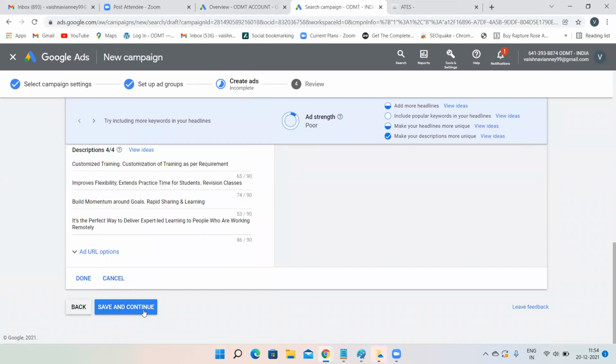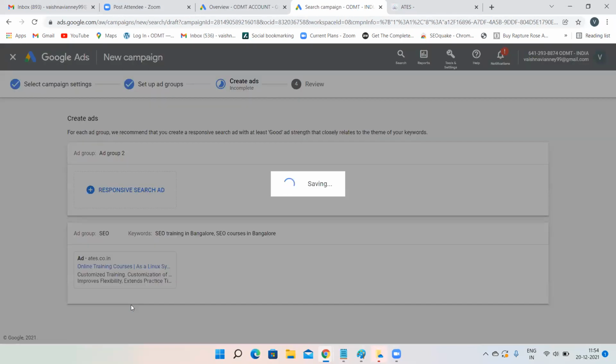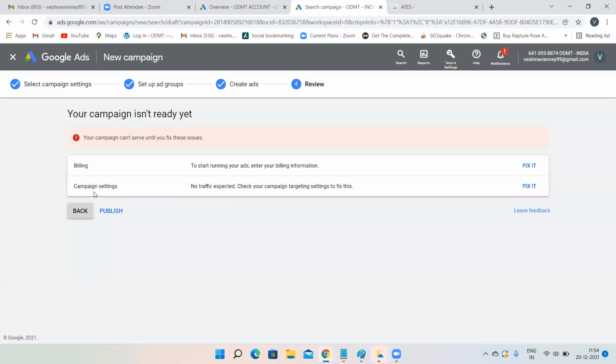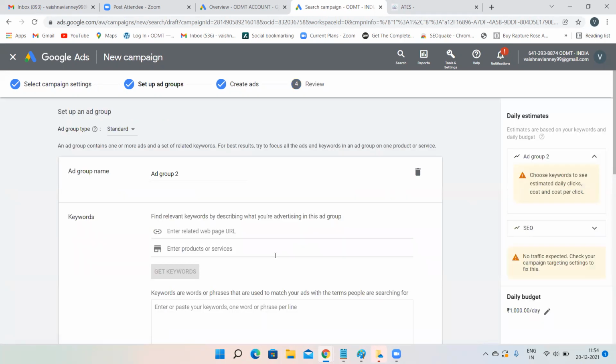Done. Save and continue. This is how you have to create a campaign. Your campaign can't serve until you fix the error issues. No traffic expected because you have not paid the billing. That is the reason it is showing that.